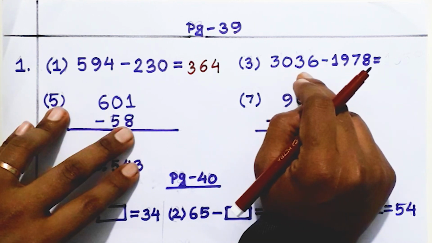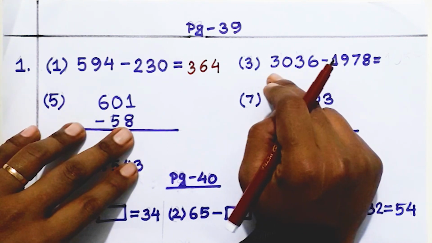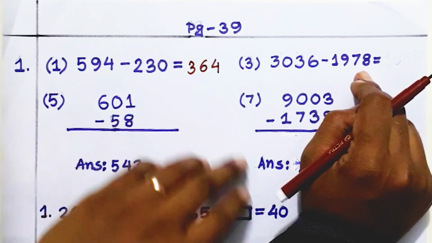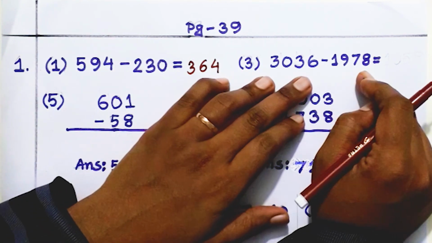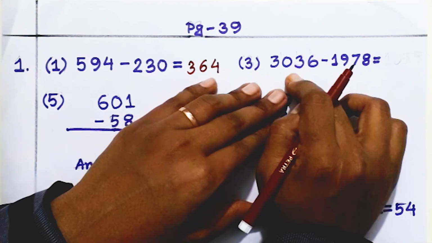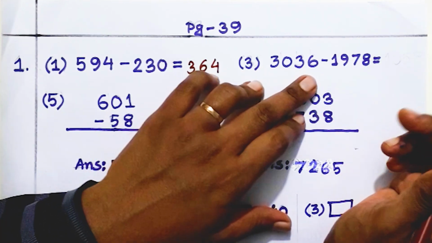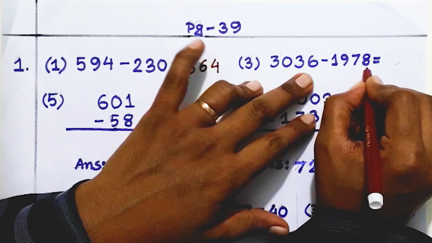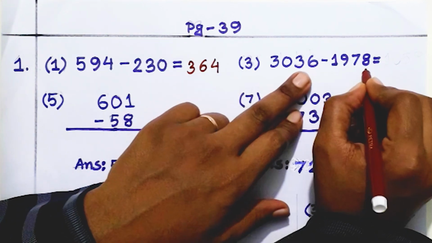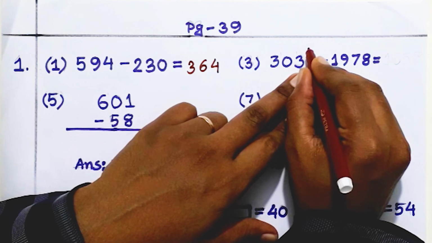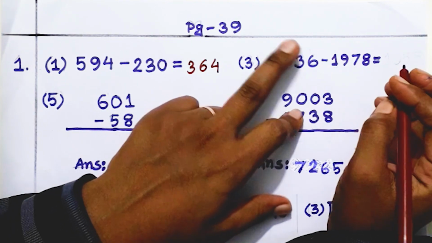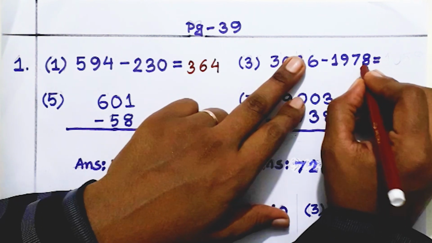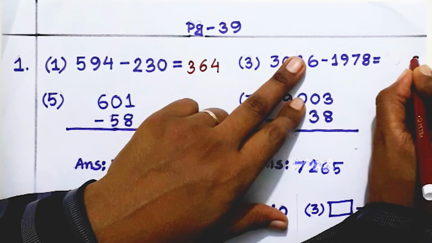And here is a number of 4 digits and here is also 4 digits. We will start math from the unit position. Here you follow, here is 6 and here is 8. 6 is smaller than 8, so we will carry here 1. So it will make 16. 16 subtracted 8 is equal to 8.